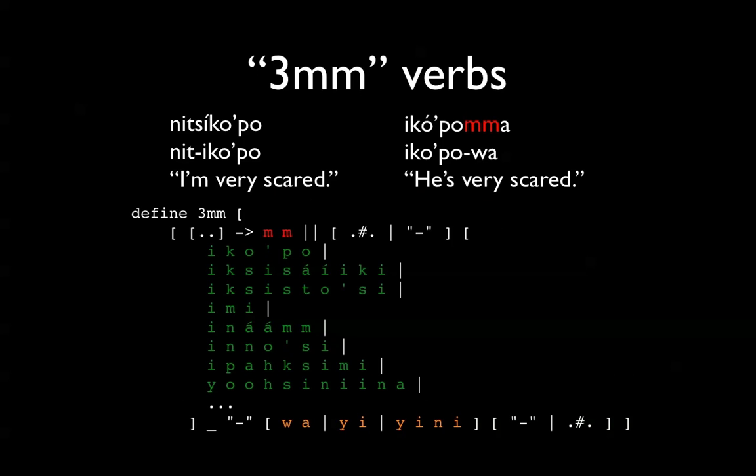So-called 3mm allomorphy has a more general domain of application. 3mm refers to certain verbs that are suffixed by long m only when third-person agreement is present. In this rule, the green font shows the first 8 of the 45 or so 3mm verbs identified. The orange font shows the agreement suffixes.